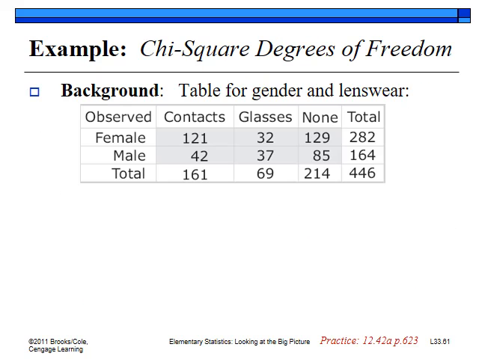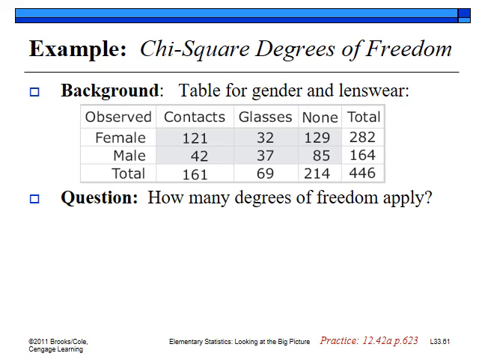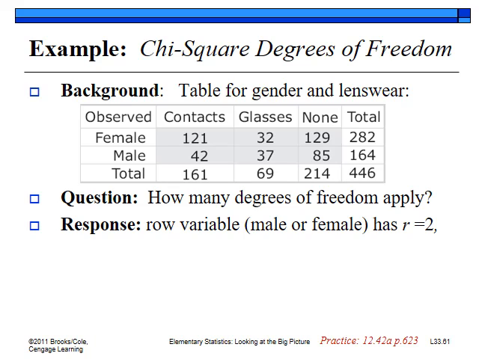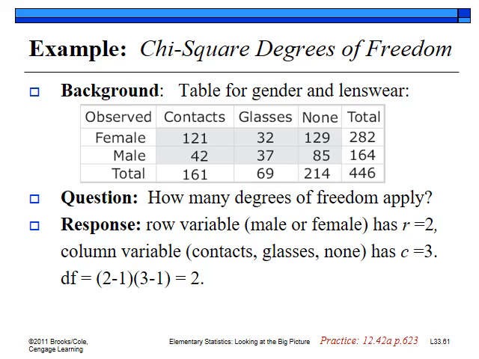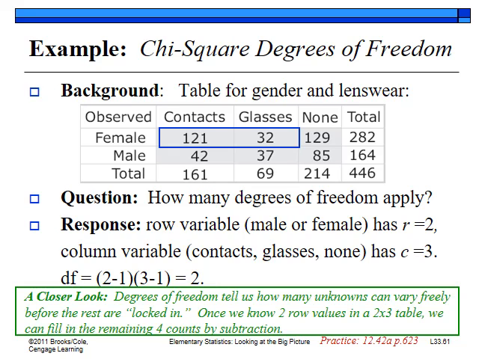So how many degrees of freedom do we have in this example? Well, remember, it's rows minus 1 times columns minus 1, which gives us 2. Another way to think of degrees of freedom is how many of these you can change before all the others are set. In this case, it's 2, because once we know what those 2, female contacts and female glasses, are, as long as we know what the totals are, I can use that to figure out all the other values of all the other cells.